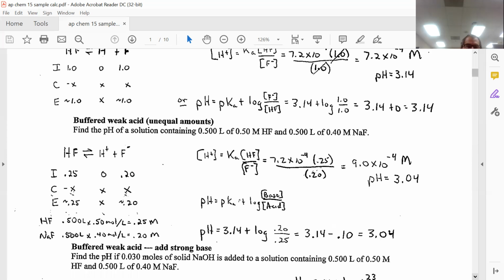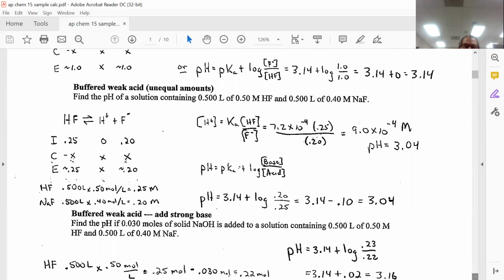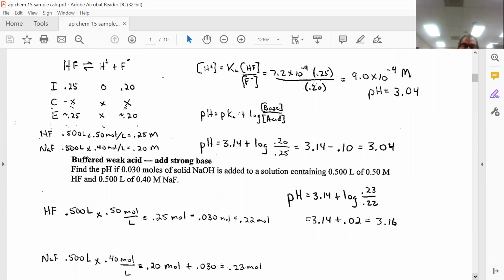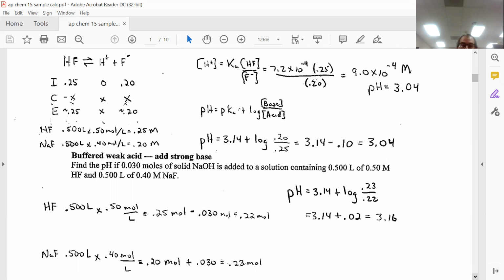Okay, I'm going to keep going, and I have a buffered weak acid where I add strong base. And I think in this one, we're going to see where the Henderson-Hasselbalch equation is really going to help us out. So let's say I actually take that last problem and I convert liters times moles per liter to figure out how many moles I have of both the HF and NaF. Okay, and then I know I add 0.03 moles of NaOH.